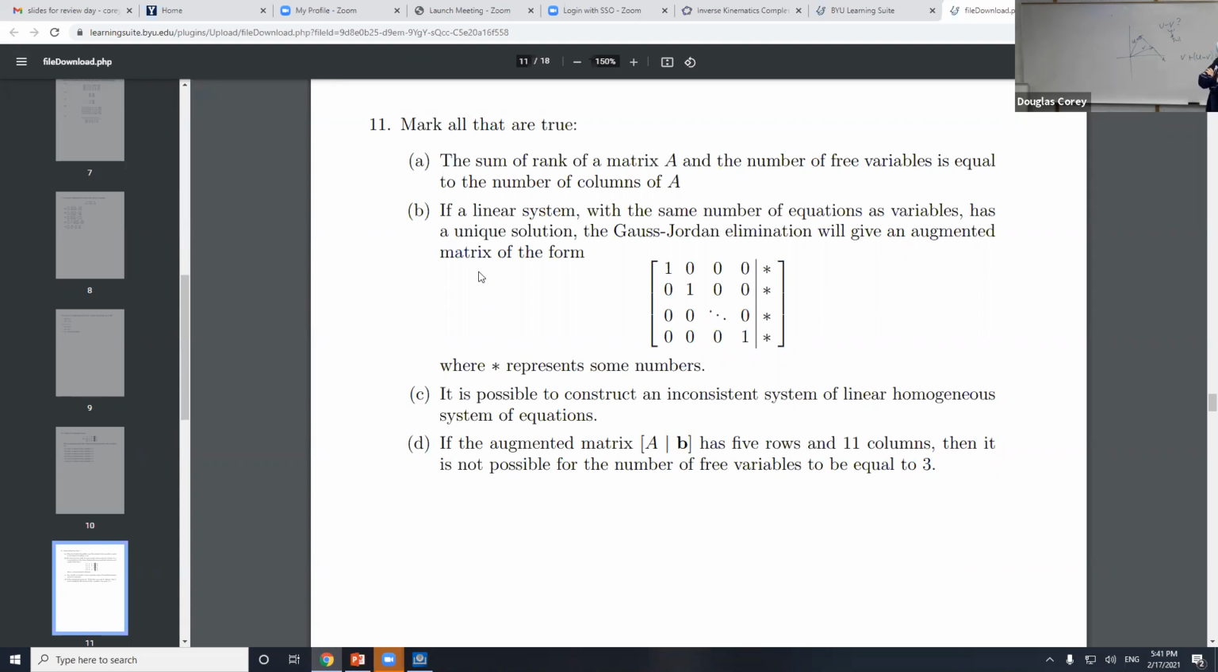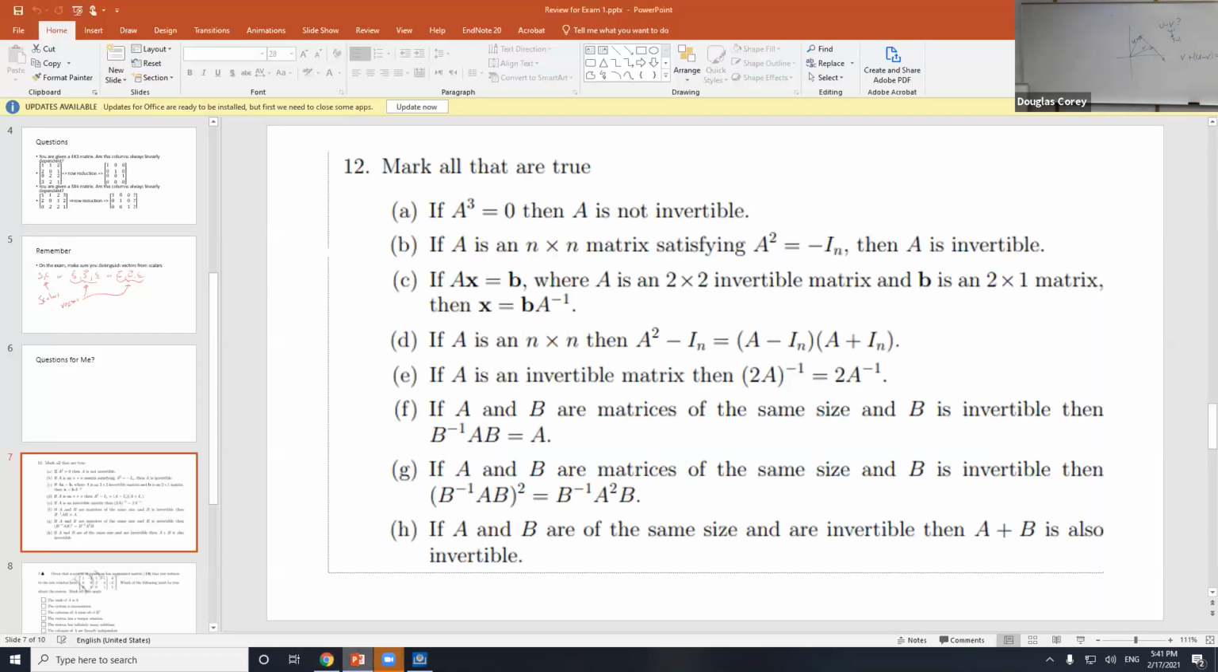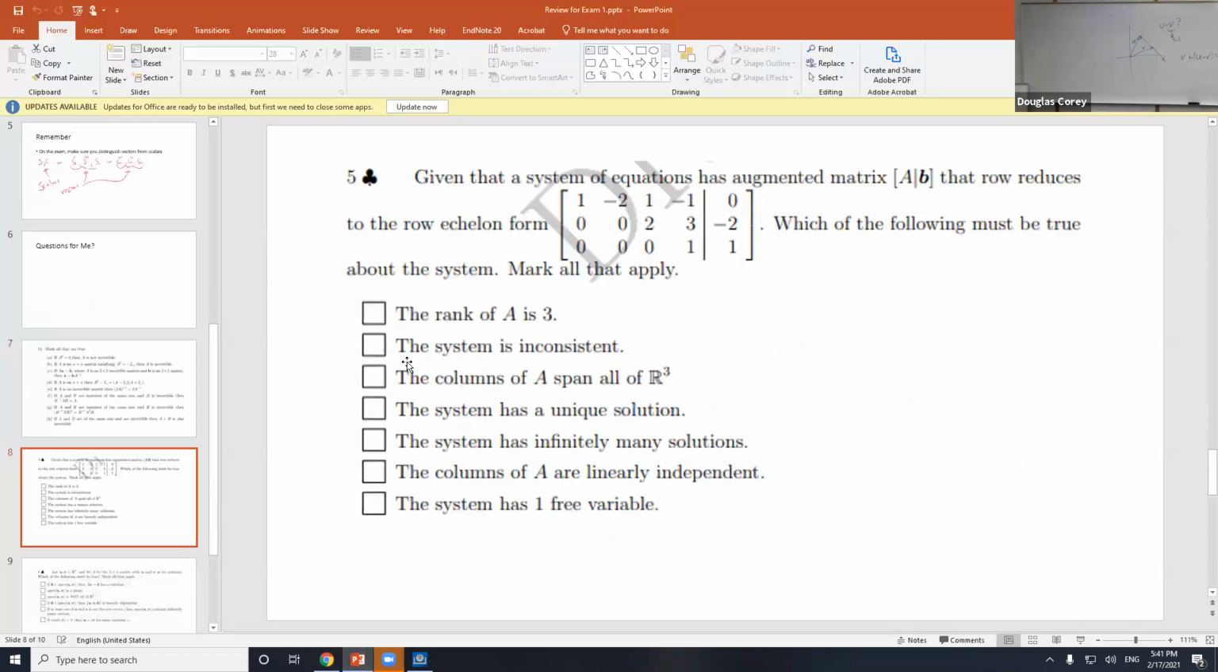This is another mark all that are true. By the way, just really fast, on the exam, the mark all that are true will have a clover sign, a club sign right by the number, so you'll know, hey, this is a mark all that's true. If it doesn't have that, it's just a regular multiple choice, and only one of them will be true. But here, you could have multiple correct answers.